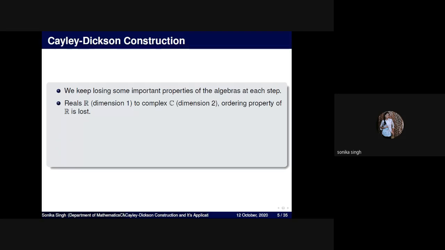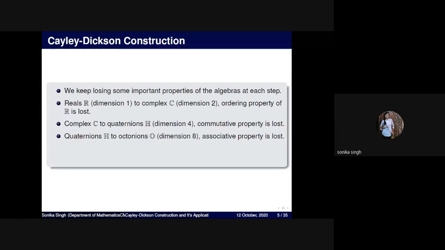So, if we apply the Cayley-Dickson construction to the set of real numbers R of dimension 1, we get the complex number system with dimension 2, and we can see here the ordering property of R is lost. Then again we apply the Cayley-Dickson construction, and we get the quaternions, denoted by H for Hamilton. It is of dimension 4. We can see here the commutative property is lost.